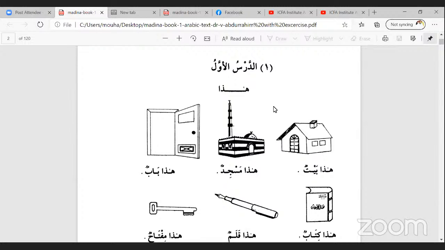In Arabic, we put the noun before the adjective. That's the opposite of English. In English, the adjective comes, then the noun. Ad-dars, the lesson. Al-awwal, the first. Ad-darsul awwal, the first lesson.